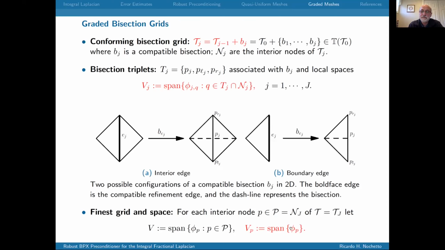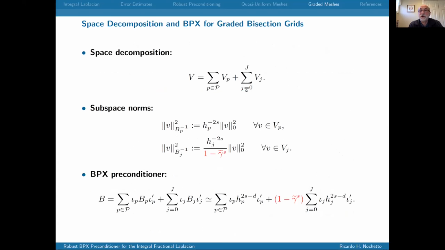And I call VP the span of each single hat function. This is the full finest space. Having said this, we have a natural space decomposition, the finest space and the intermediate spaces. For each of them, borrowing from what we learned before, we have the natural scalings for the finest mesh and for the intermediate scales, and a natural BPX preconditioner. This is for the finest scale, and this is for the intermediate scale with a factor that I mentioned and alluded to earlier.